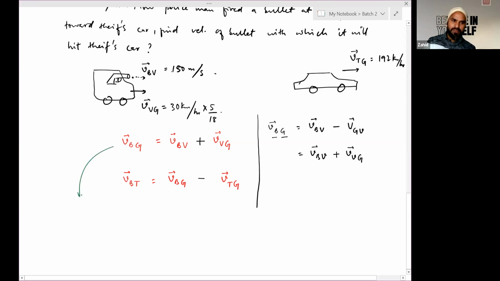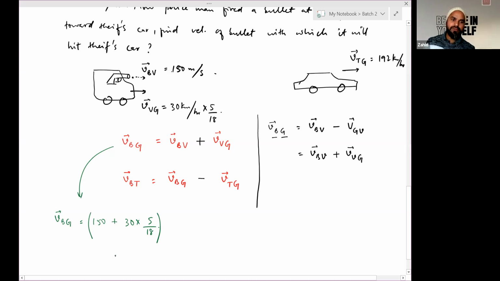If you put all the values in this part to get velocity of bullet with respect to ground, it will be velocity of bullet with respect to van, 150, plus velocity of van with respect to ground, which is 30 km per hour. So it will be multiplied by 5 by 18. Now put this value in this second equation.